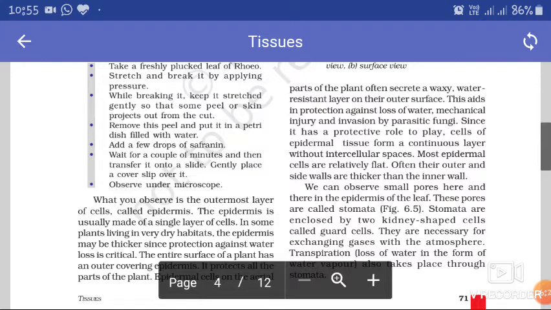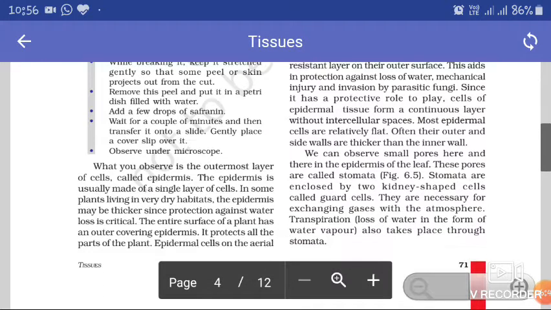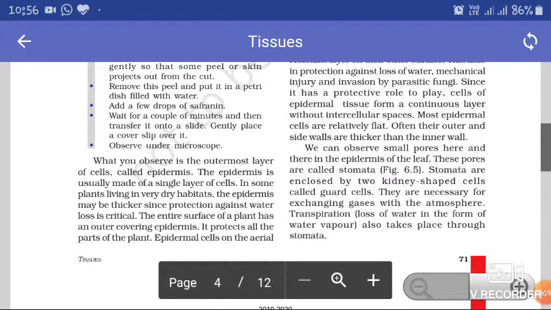We can observe small pores here and there in the epidermis. These pores are called stomata. Stomata are enclosed by two kidney-shaped cells called guard cells. They are necessary for exchanging gases with the atmosphere. Transpiration, loss of water in the form of water vapor, also takes place through stomata.